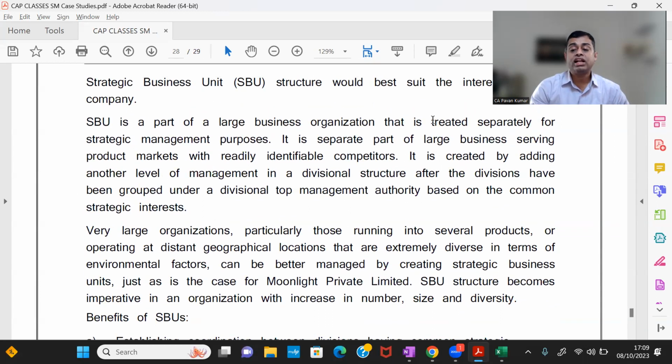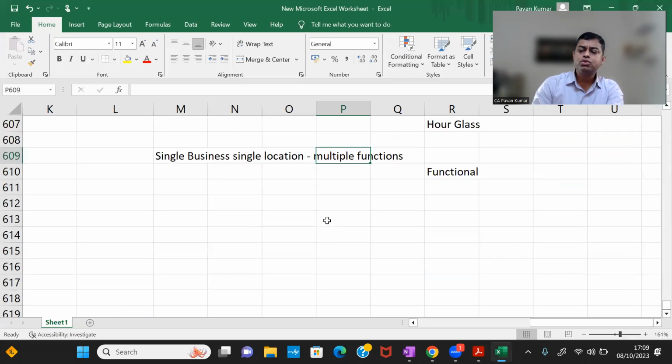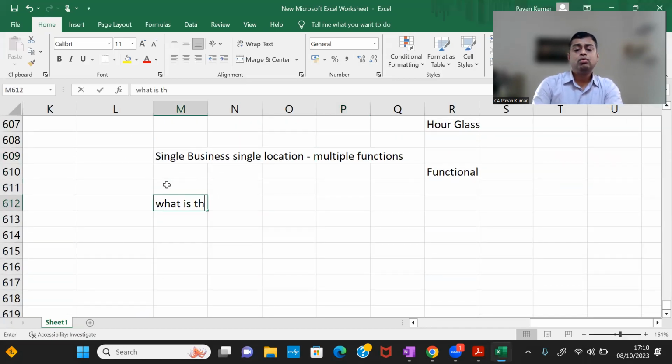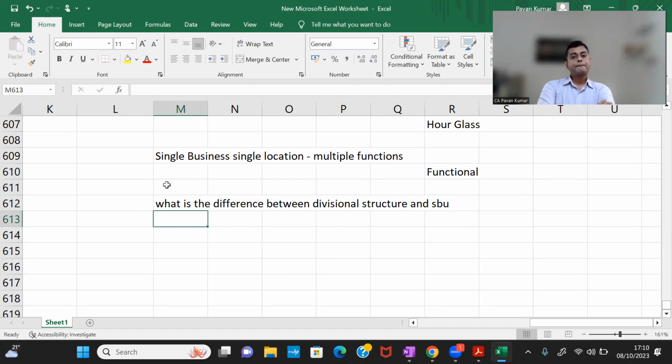SBU is a part of large business organization that is treated separately for strategic management purposes. It is separate part of large business serving product markets with readily identifiable competitors. It is created by adding another level of management in a divisional structure after the divisions have been grouped under the divisional top management authority based on common strategic interests. Some students ask the doubt, Pavan sir, what is the difference between divisional structure and SBU?